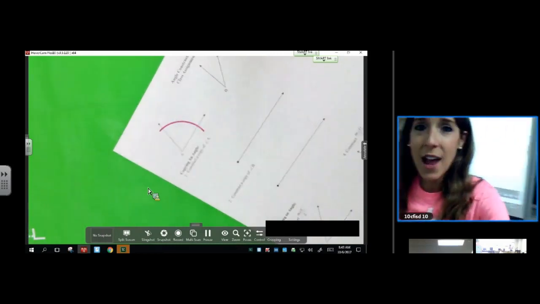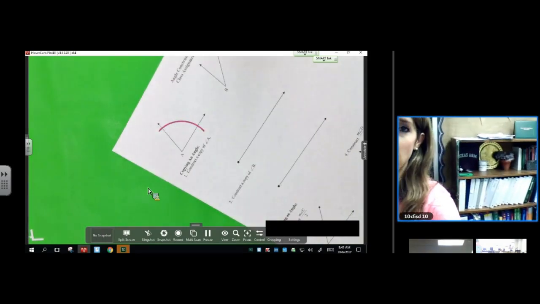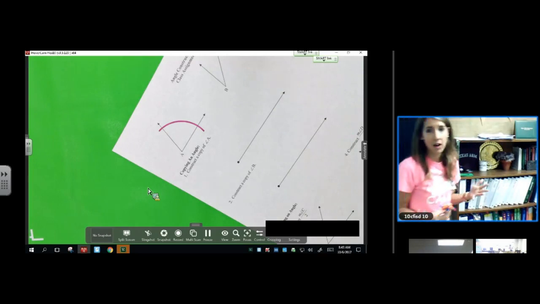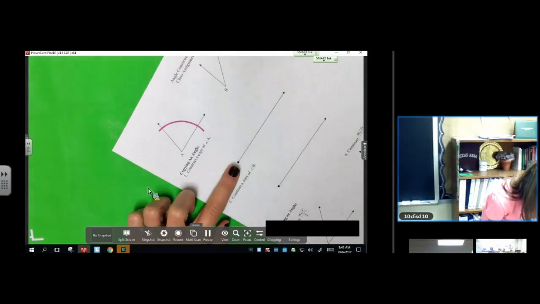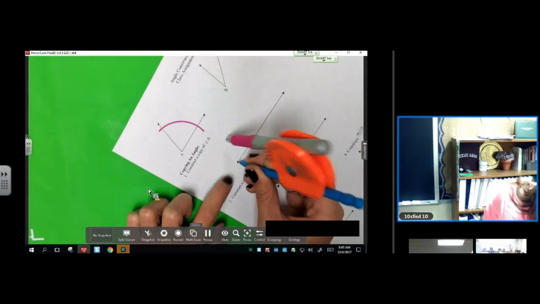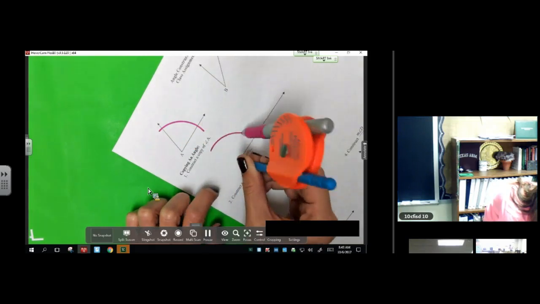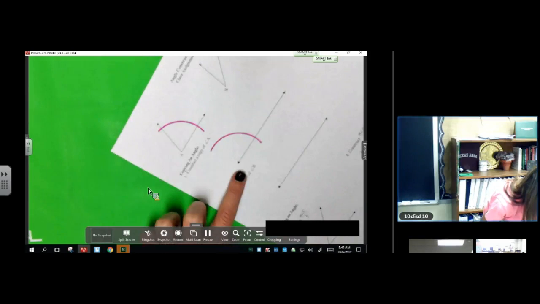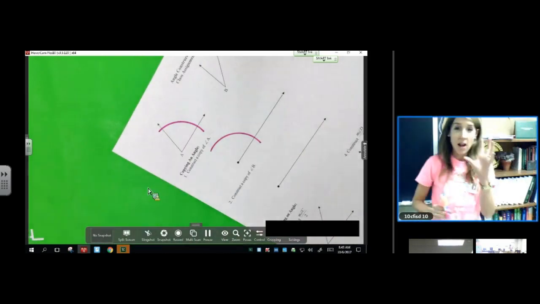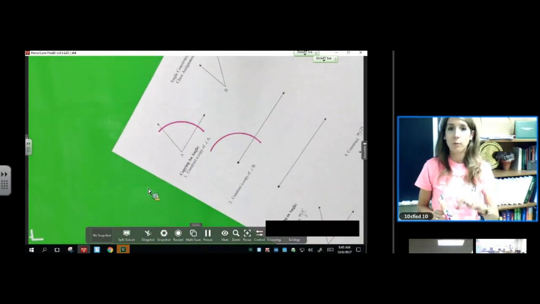So that's step 1. Now, my arc might look different from your arc. The amount that I opened the compass does not matter. It just matters that I make an arc. Now I go down to the ray I'm copying it onto, and I make the exact same arc. So far I have identical twin marks. These are twins. I just copied an arc from my angle to where I want my angle to go.